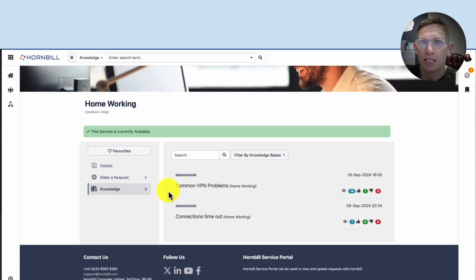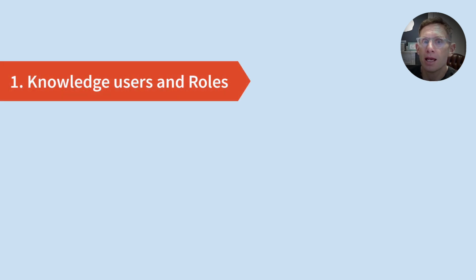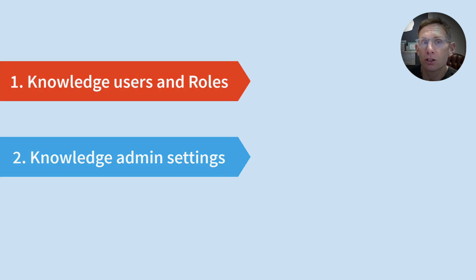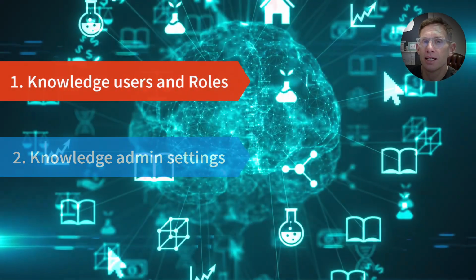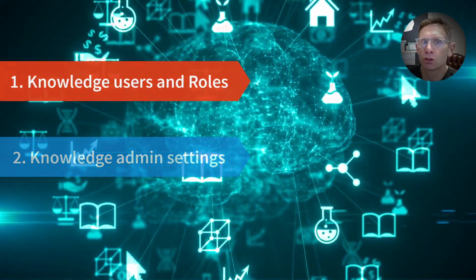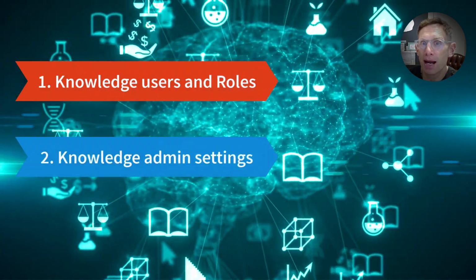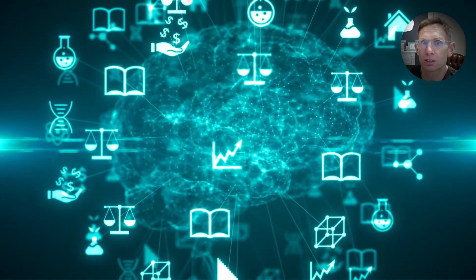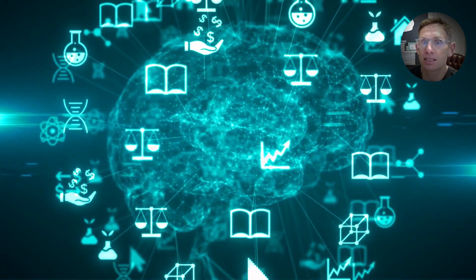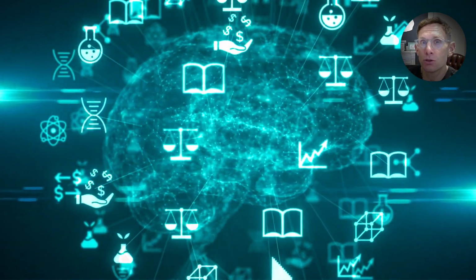For the rest of this video, we're going to look at the different types of knowledge users we've accounted for and the roles that you need to assign to them. Then we're going to look at the key administration aspects of knowledge that you need to get started. What we're not going to cover here is some wider best practices on knowledge management and creating and overseeing an engaging and impactful realm of knowledge in your organisation. Watch this space though, as that's something we've earmarked for some future Hornbill Academy content.